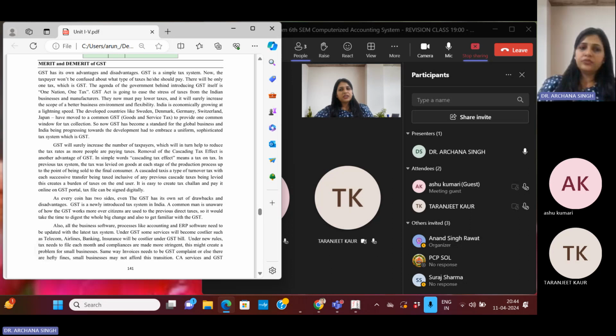What it is: firstly, GST is a newly introduced tax system in India, so a common man is unaware about it, how GST works, or works more over citizens and are used to previous direct taxes.